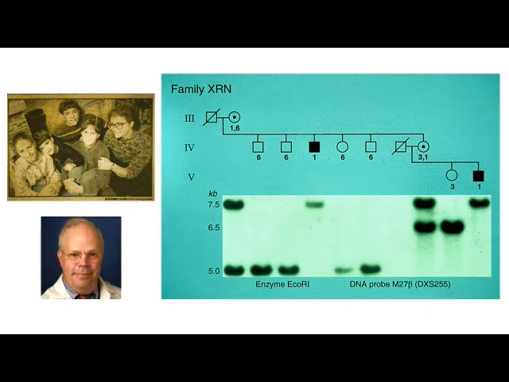And as you can see on this portion of the pedigree, the affected males in the solid squares all demonstrate a 7.5 kilobase allele for this probe. The unaffected males in the open squares all demonstrate a different allele, and the carrier females have the 7.5 kb allele plus one other allele consistent with their having two X chromosomes.